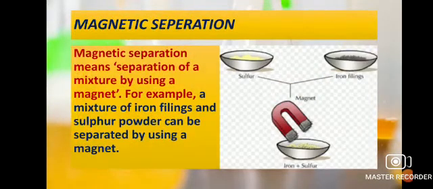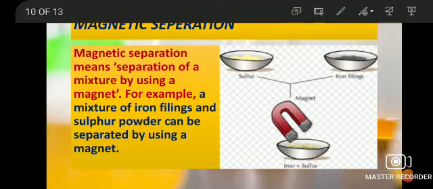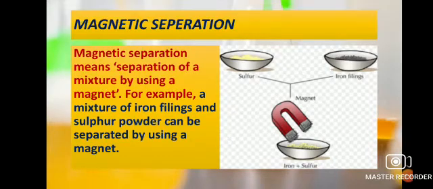Our next process of separation is what? It is magnetic separation. Now magnetic separation, what does it mean? It means the separation of a mixture by using a magnet. Now we all know that iron is attracted by a magnet. You all know that iron is a metal and it is attracted by the magnet. Now this property of iron is used to separate it from a mixture.